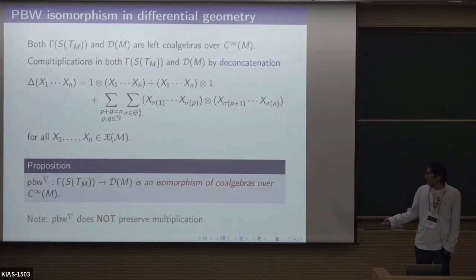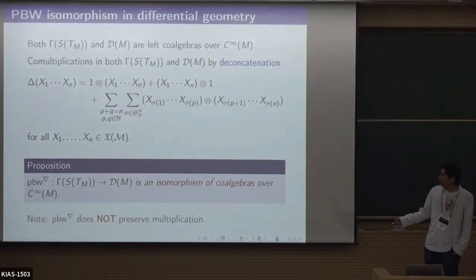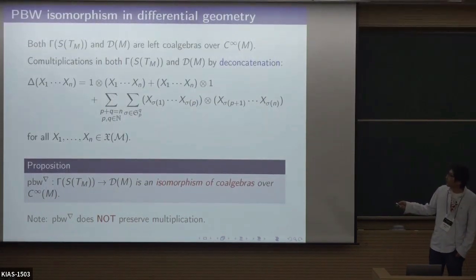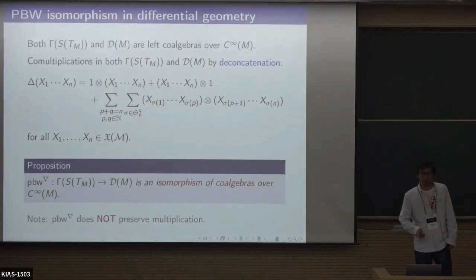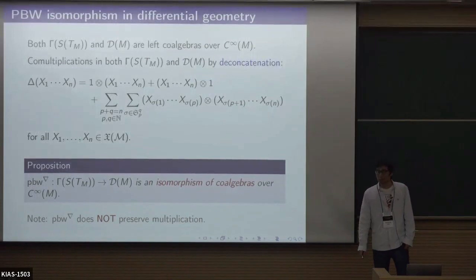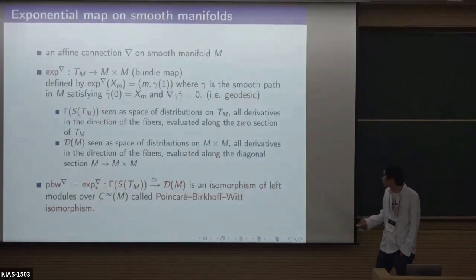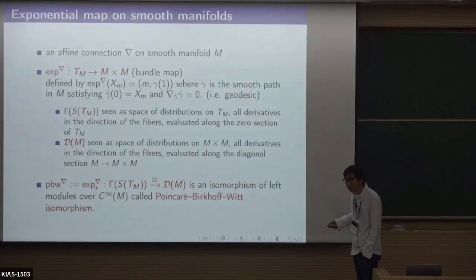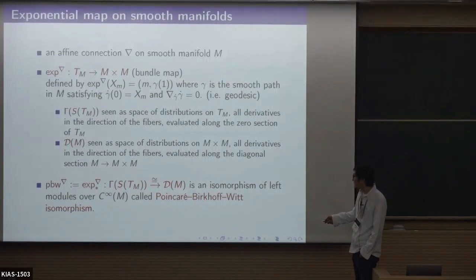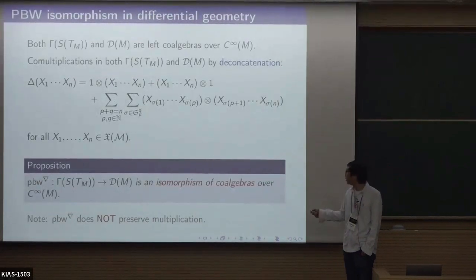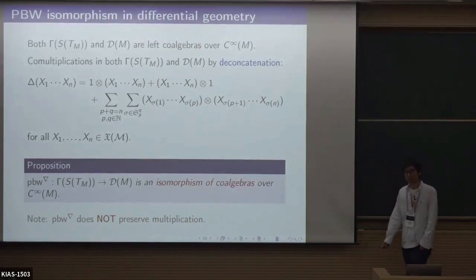Again, this PBW in this sense does not preserve the multiplication which already exists naturally for STM and DM. So it's not an associative algebra map, but it's a coalgebra map. So this is an isomorphism, but it's an R-module isomorphism. And then, in fact, they have a coalgebra structure, and it also preserves the coalgebra structure.